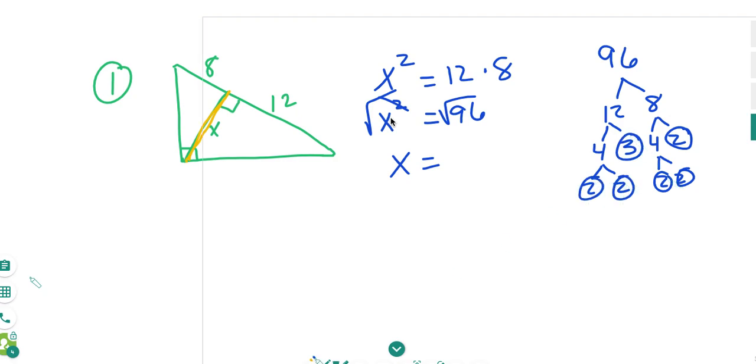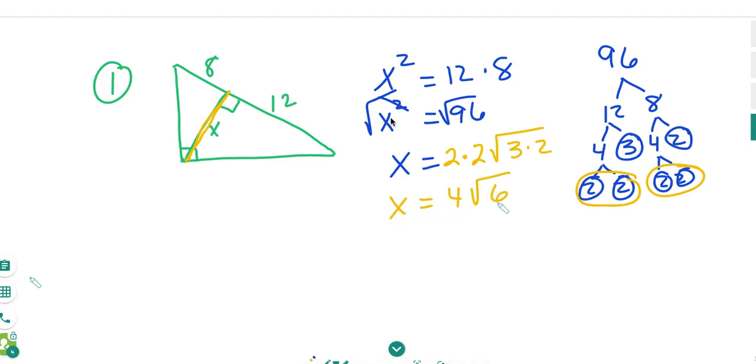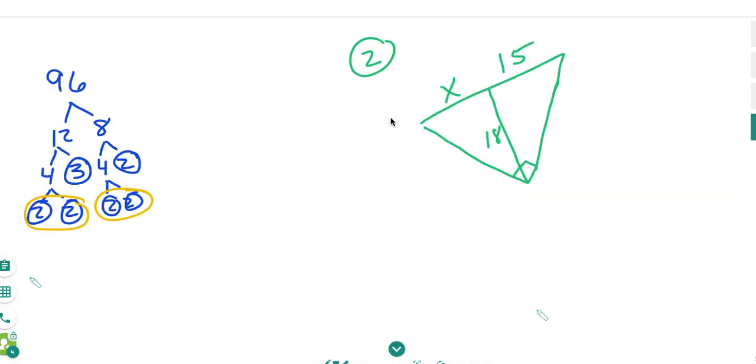So I'm going to go ahead and find my pairs. I have a pair of 2's, so they're going to come out of the radical sign. I have another pair of 2's, going to come out and multiply with the 2. And then I have a 3 and a 2 that are left inside. So x is going to equal 4 square roots of 6. Let's take a look at the next one.